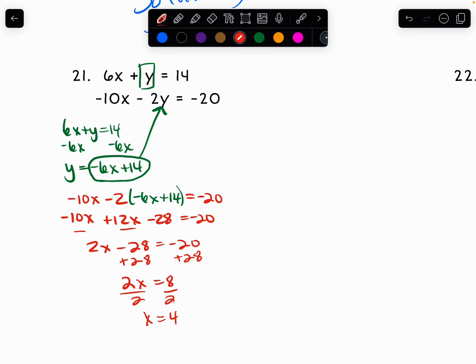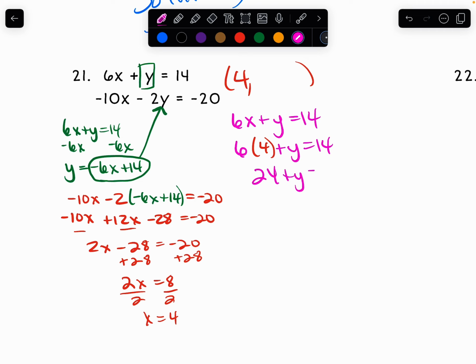So now we have what x equals. I need to figure out what y equals. So I'm going to plug it into the first equation, and I'm going to replace the x with what x equals. X equals 4, so I'm replacing that. So 24 plus y equals 14. I'm going to subtract 24 from both sides, and y equals negative 10.